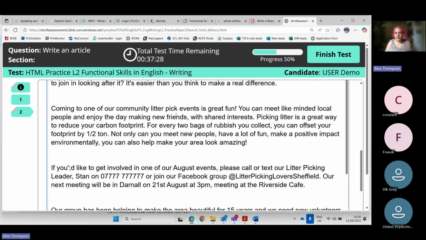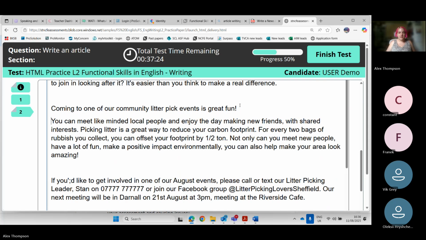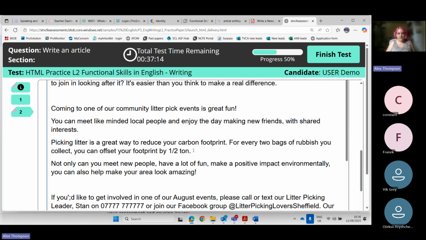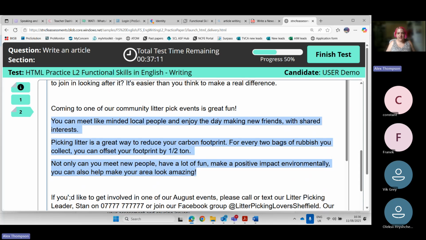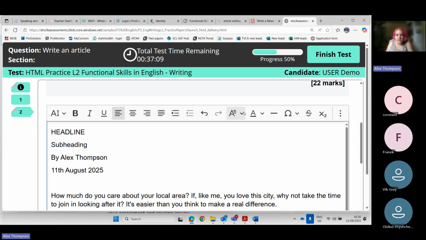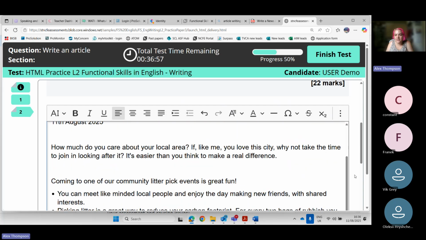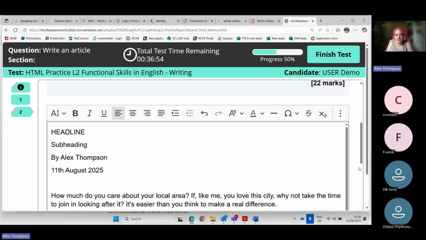Well, when I was talking about the benefits of it, so you can meet like-minded people, you can reduce your carbon footprint. So we've got 3 points here, which we should be able to turn into bullet points. Where's bullet points? There we go. So let's have a read through this. We'll have a look right from the very start.